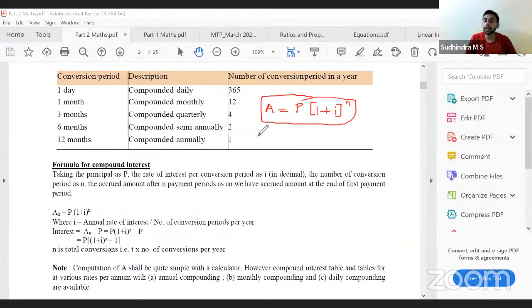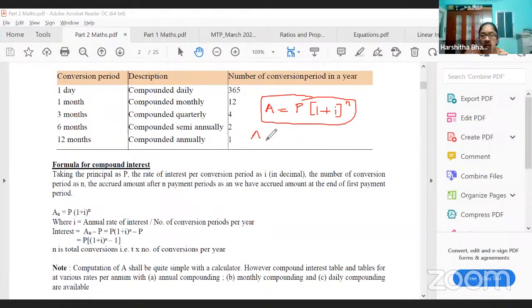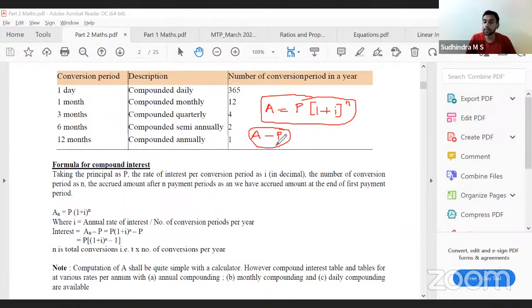However, if I want interest, how to calculate interest? A minus P. Amount minus principal, we get interest. What is amount? Amount is P into 1 plus i to the power of n, minus P, principal. So if I take P common, P into 1 plus i to the power of n minus 1 will give me the interest. So if you want the total amount, P into 1 plus i to the power of n. If I want interest, P into 1 plus i to the power of n minus 1. That's all. If I have minus 1 and a bracket, that is interest. If I remove these brackets and remove minus 1, that is the total amount.